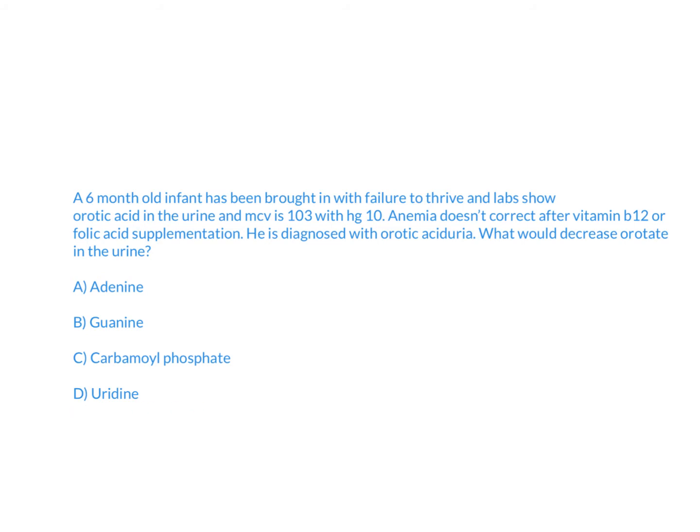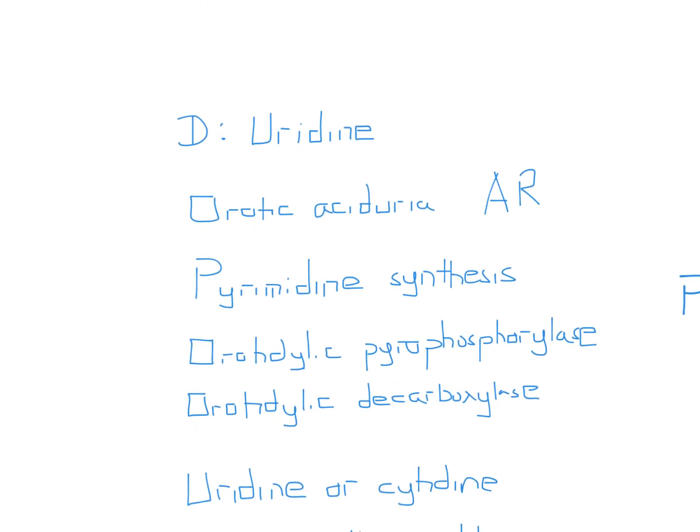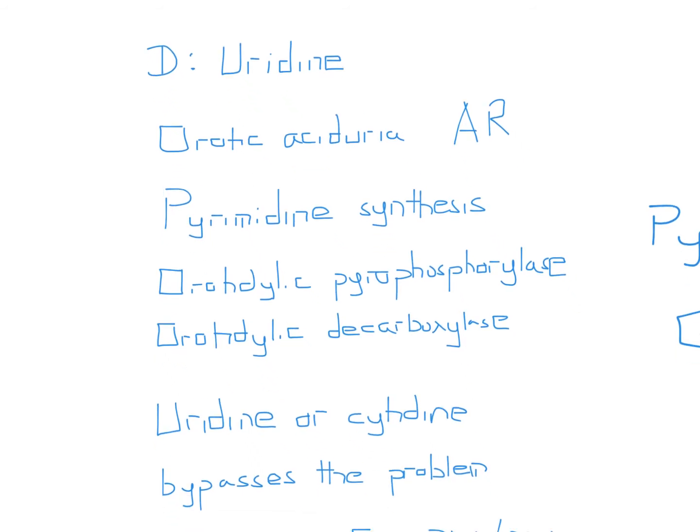So I'll let you answer the question and then I'll explain in 5 seconds. Okay, so the answer is going to be D, uridine. So moving down, in this case, this patient has uric aciduria, which is an autosomal recessive problem.